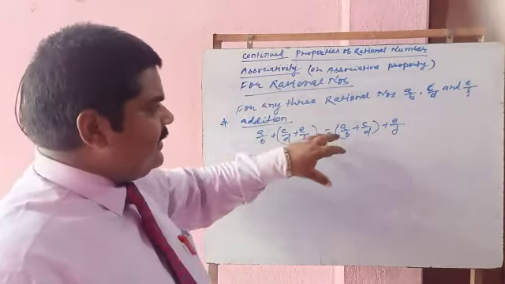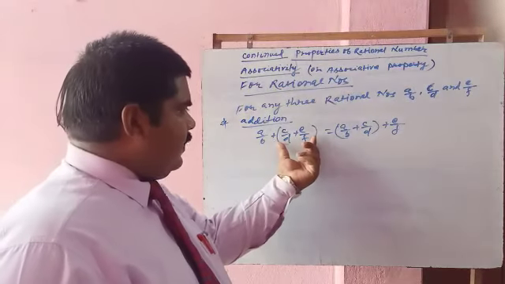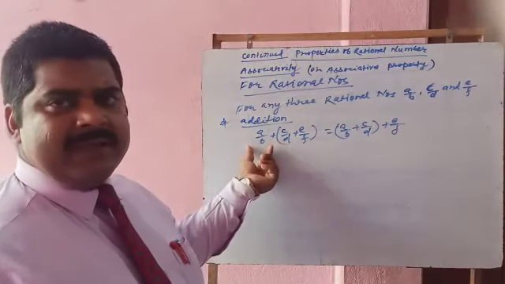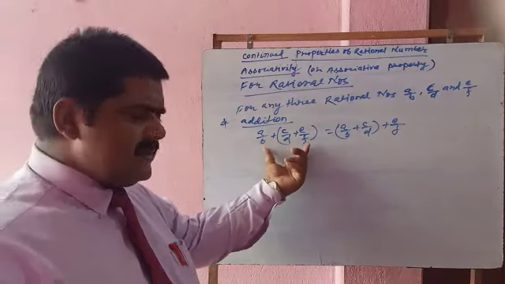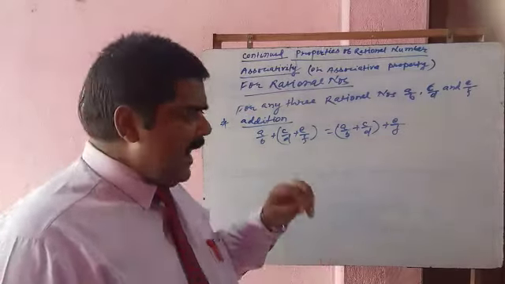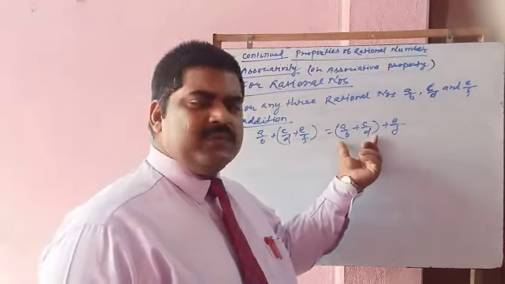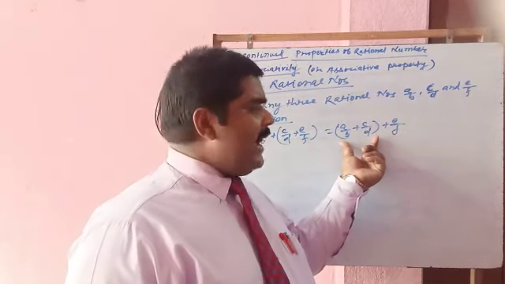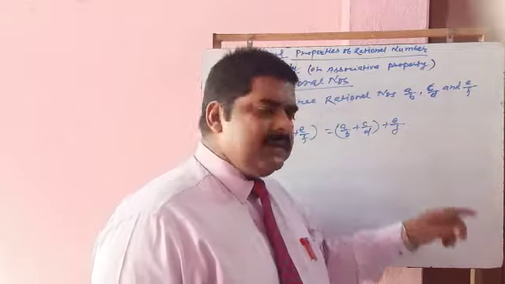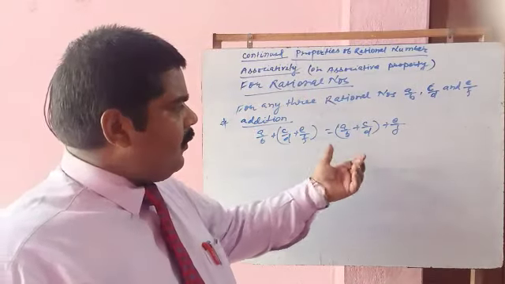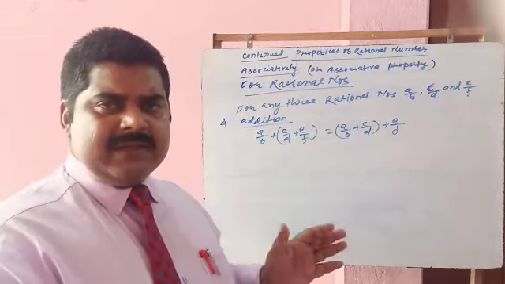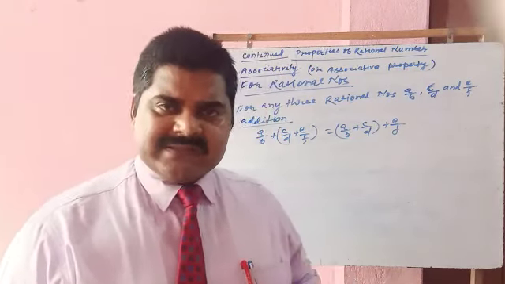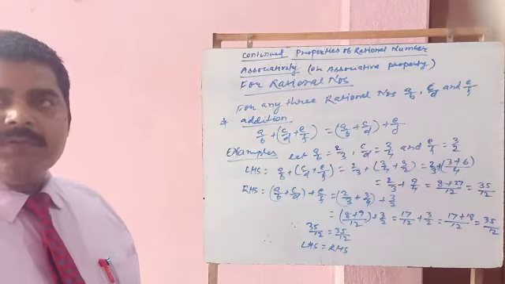You have just to see that when c/d plus e/f is first added and then added with a/b, you get the similar result as when you add a/b plus c/d first, and then add e/f. So when you find the sum, the results of the LHS and RHS are both equal. You can see this by taking one example.